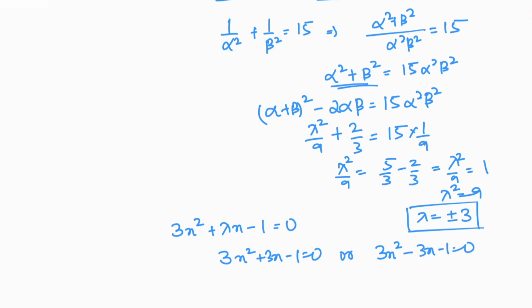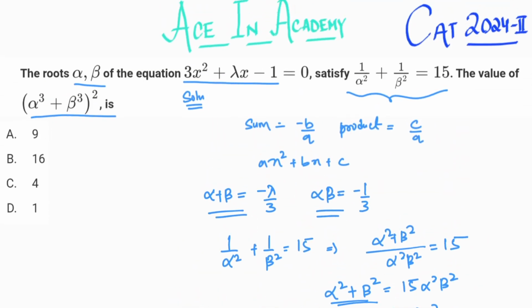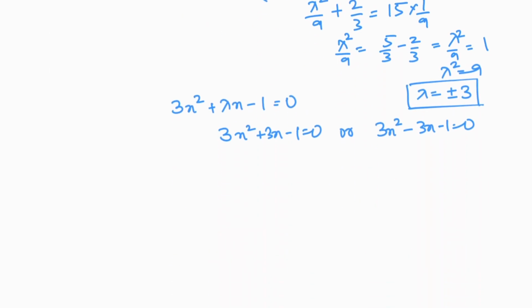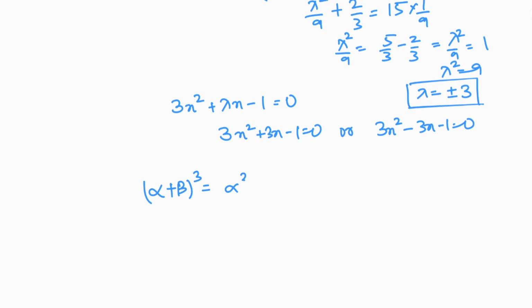Now our question was not this. Our question was to find the value of (alpha cube plus beta cube) whole square. Now what we can do is write (alpha plus beta) whole cube as alpha cube plus beta cube plus 3 alpha beta into (alpha plus beta).